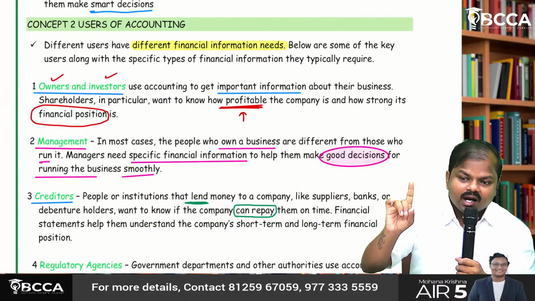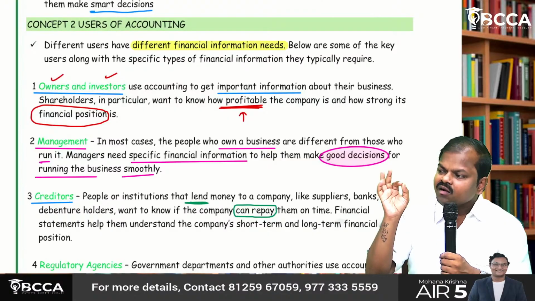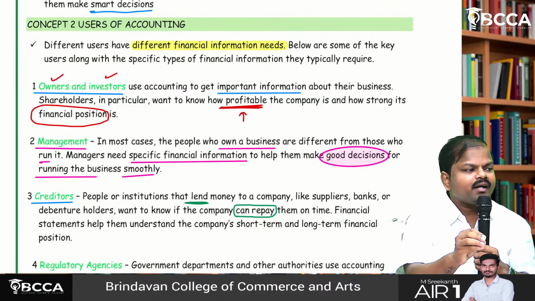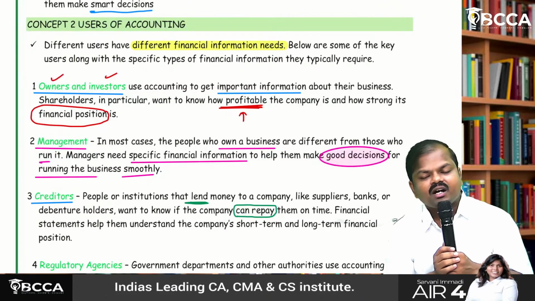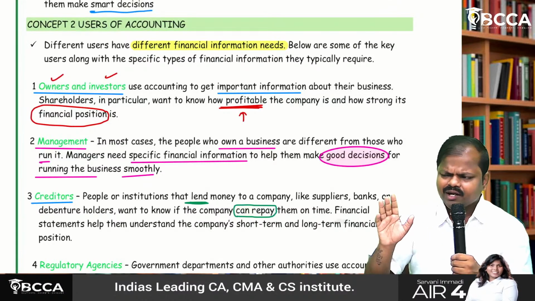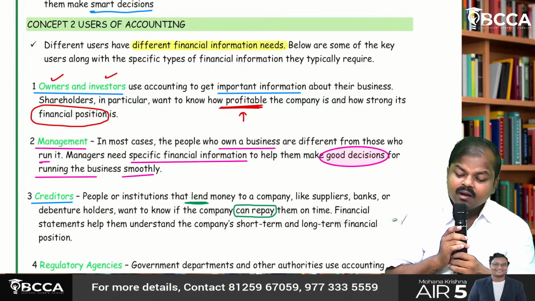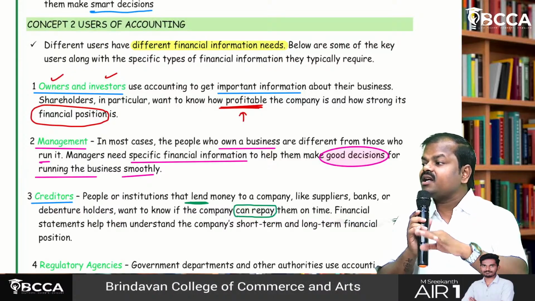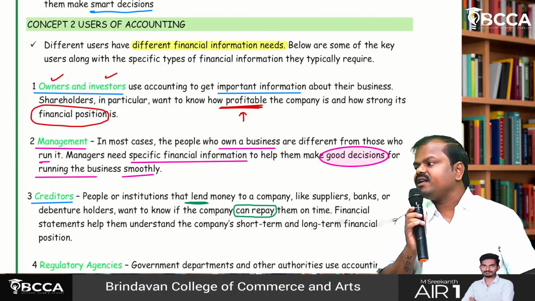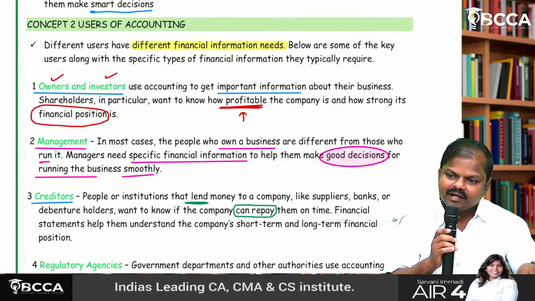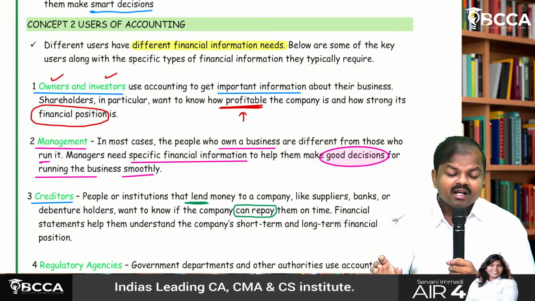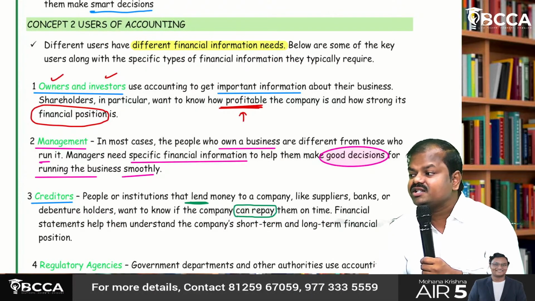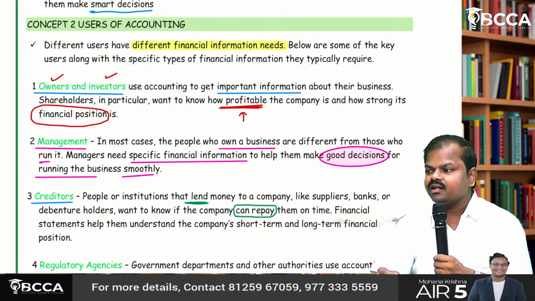Who are the users? Number 1, owner or investor. What is their expectation? Profitability and position of the organization. Profitability can be determined through the trading and P&L account. Position of the organization can be determined through the balance sheet. It is obviously clear. Next, management. Based on the scenario, case to case, management requirement differs. It means specific information is required based on the scenario to make an appropriate decision. Correct?